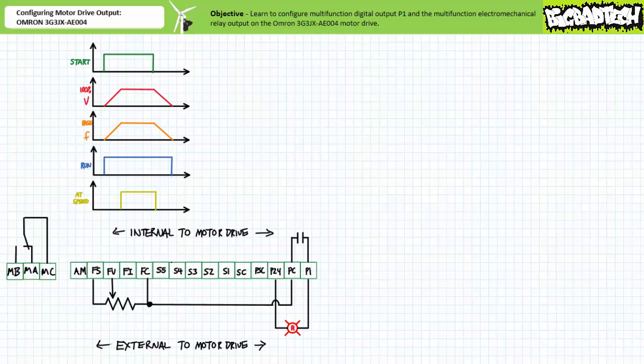Really, the only difference between run and at speed mode is that the run mode asserts multifunction digital output P1 whenever the motor drive is running, either accelerating, at constant speed, or decelerating, whereas the at speed mode only asserts multifunction digital output P1 when at constant speed, as we'd expect.